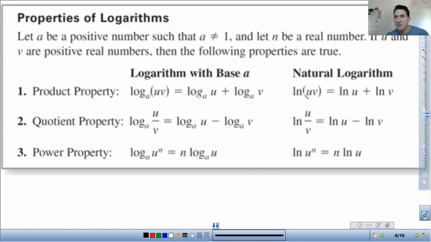Over here, this is just the natural log. Remember, the natural log is log base e. That e is a constant. That's Euler's number. That is 2.718.